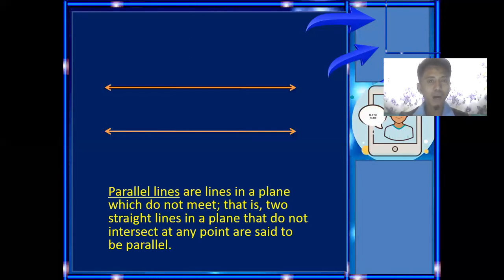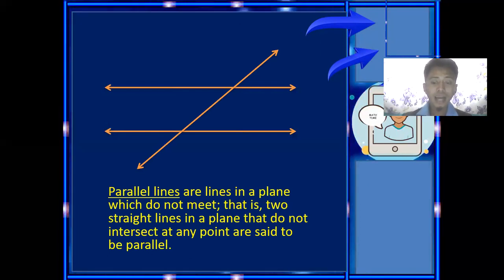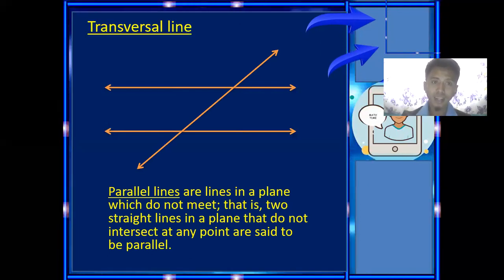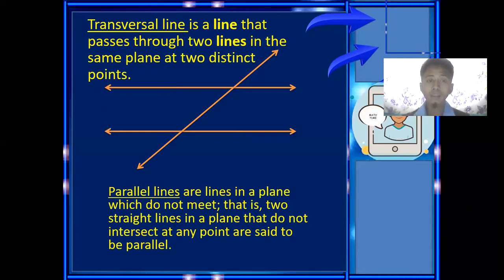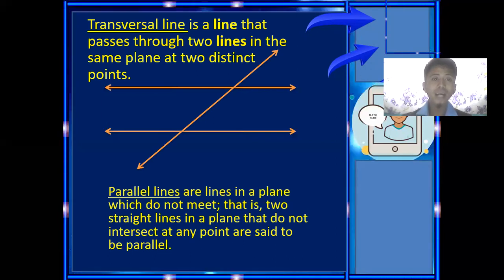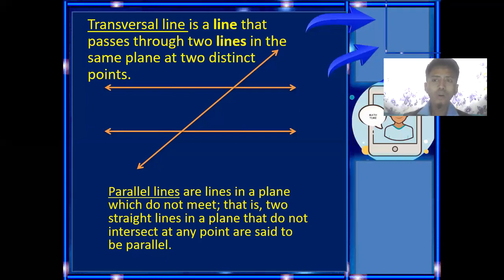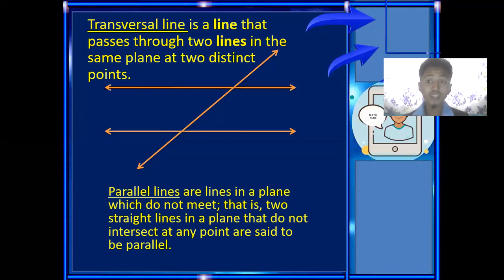So how about this one? What can you say about this one? There's another line that intersects our parallel lines. How do we call that line? That is a transversal line. So what do you mean by transversal line? A transversal line is a line that passes through two lines in the same plane at two distinct points. So that is a transversal line. So by showing you this illustration, we have parallel lines cut by a transversal.